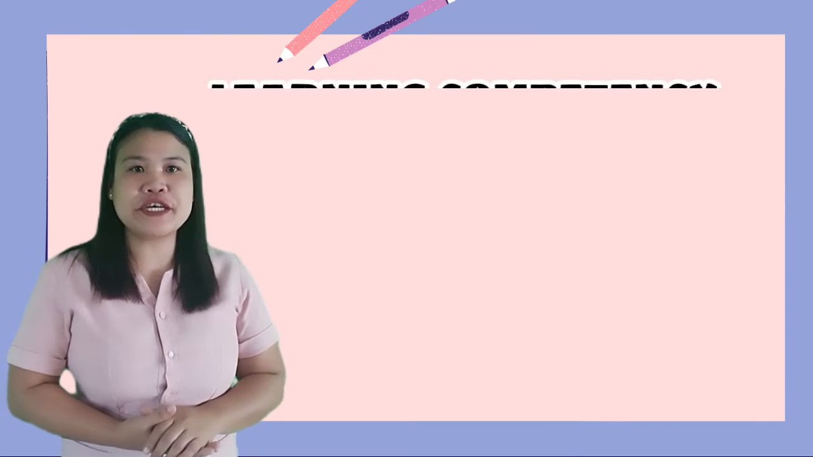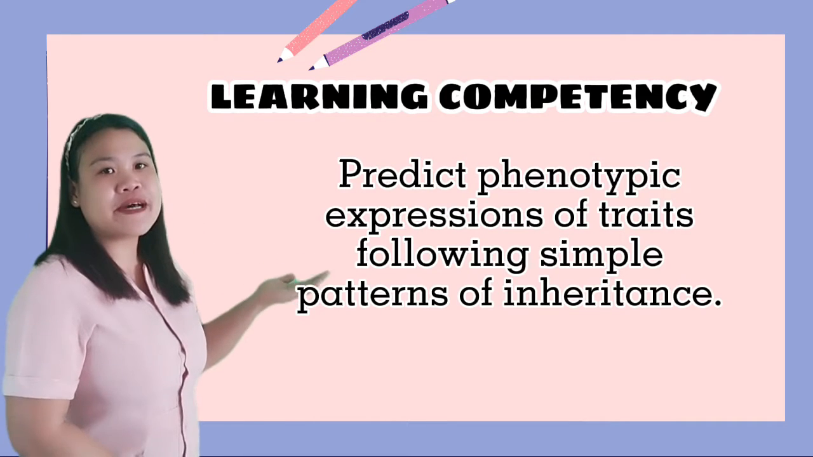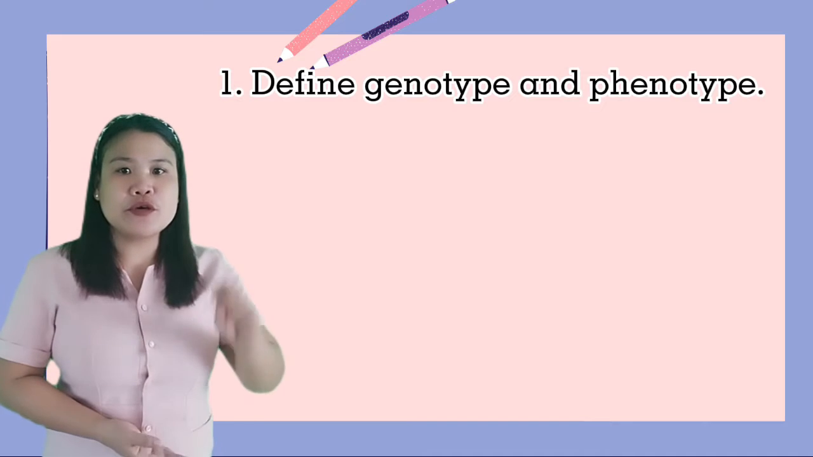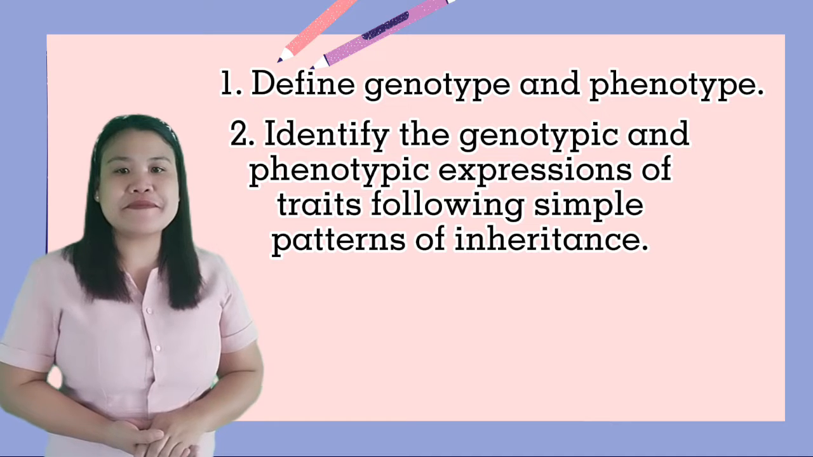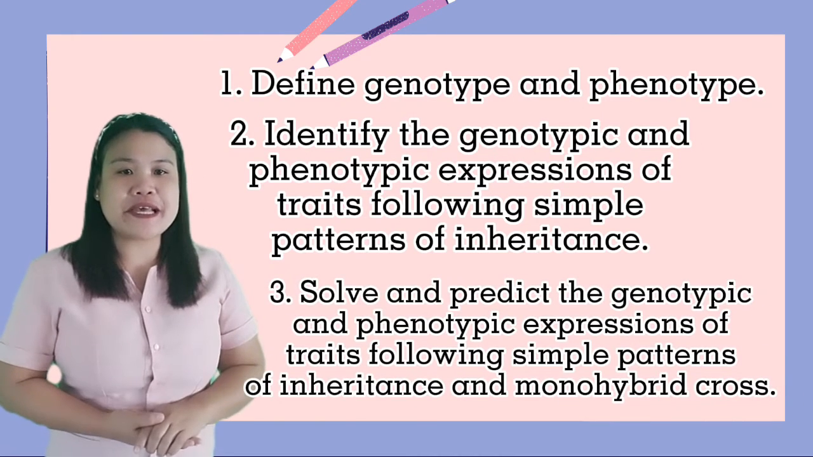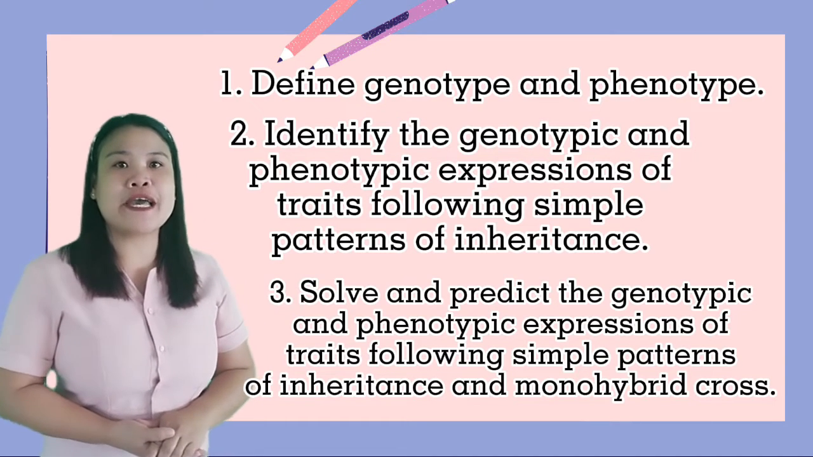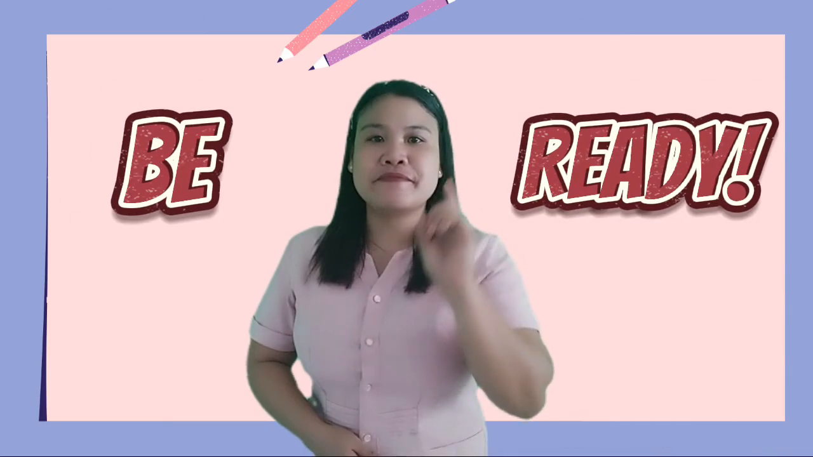The most essential learning competency is to predict phenotypic expressions of traits following simple patterns of inheritance. Specifically, you will be able to: 1. Define genotype and phenotype. 2. Identify the genotypic and phenotypic expressions of traits following simple patterns of inheritance. Lastly, solve and predict the genotypic and phenotypic expressions of traits following simple patterns of inheritance in a monohybrid cross. Get ready with your pen, paper, and modules, and be ready with today's lesson.